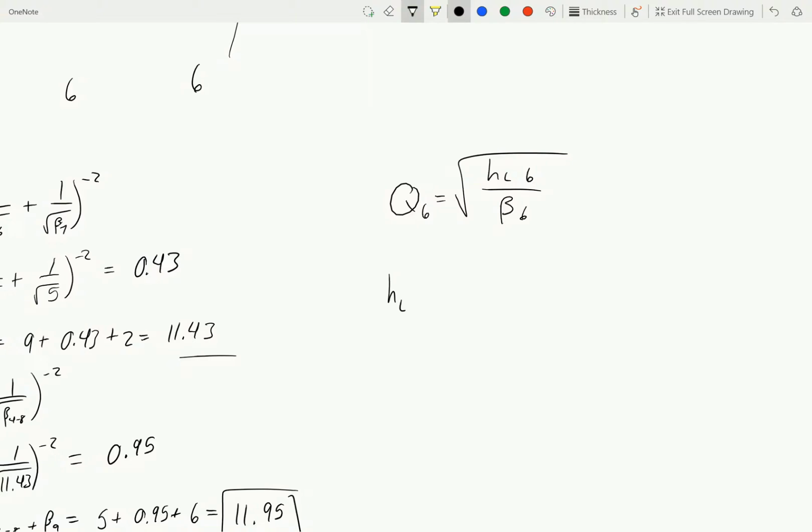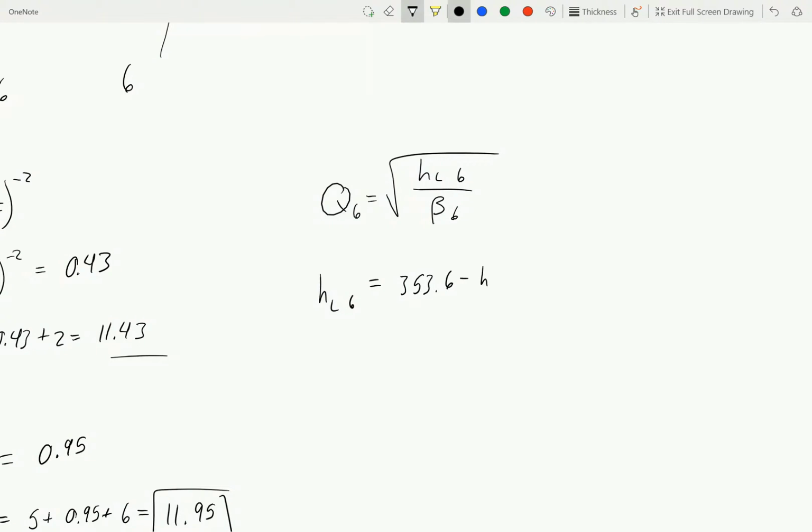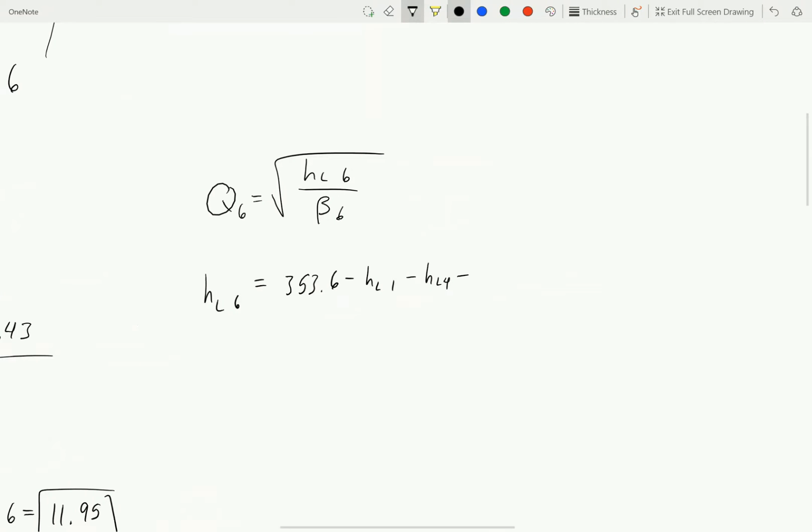Now the head loss of 6, this is where the problems start getting really tricky. These problems are actually really long and can get really confusing when you have pipe systems like this. So we have the head loss of 6 is equal to the total head loss, which is 353.6, minus the head loss of 1, minus the head loss of 4, minus the head loss of 8, minus the head loss of 9.